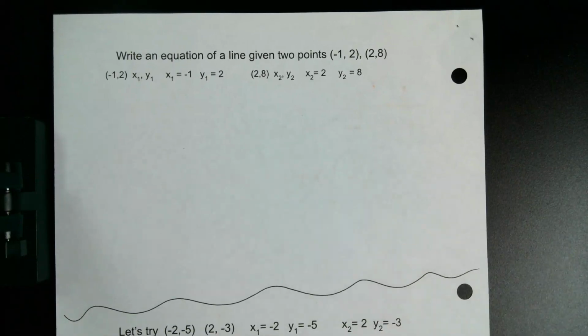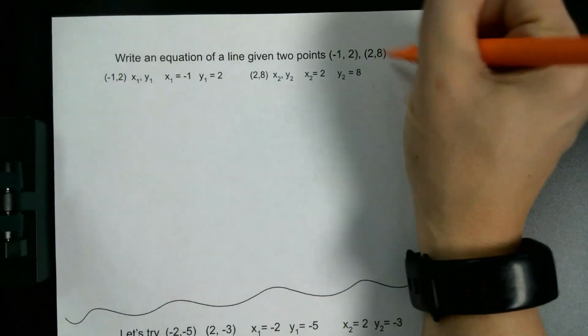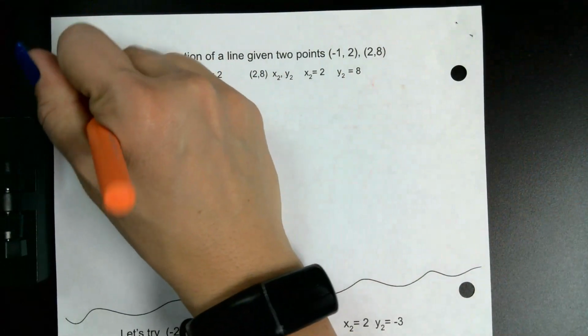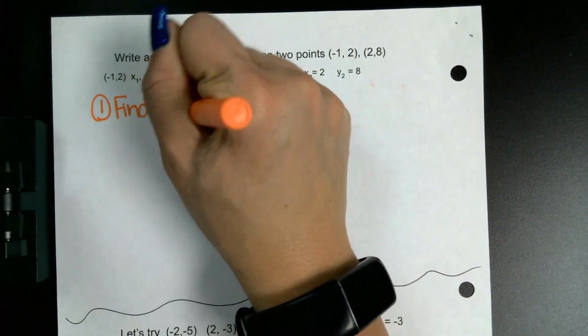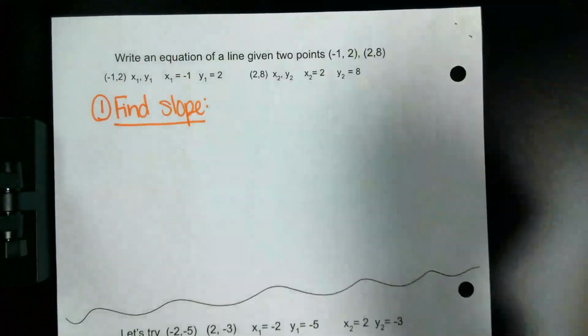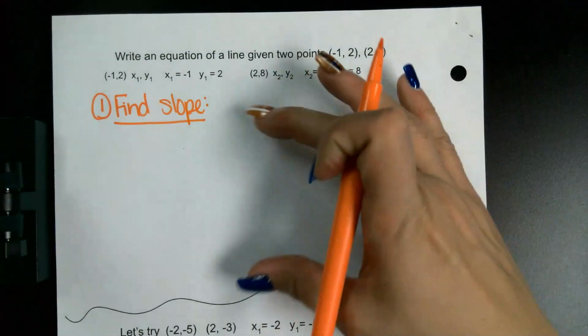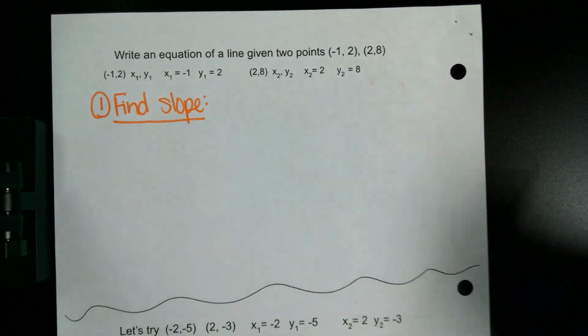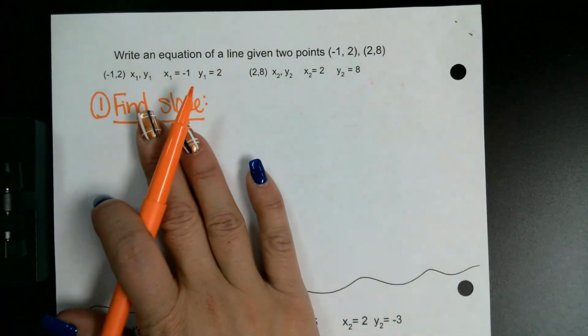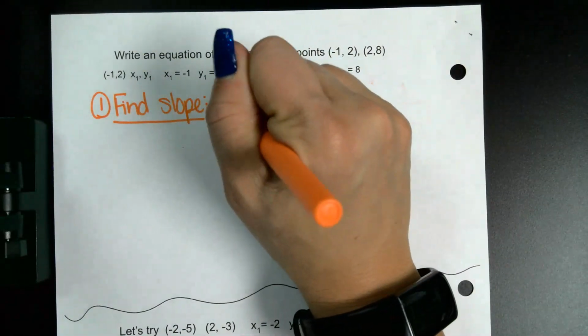Okay, so we have these two ordered pairs. So step one, make sure you guys write this out, because anytime you guys work on your practice page, you're going to want to look back at these two examples to make sure you're doing your steps right. So step one, we're going to find slope. Okay, so we do m equals.